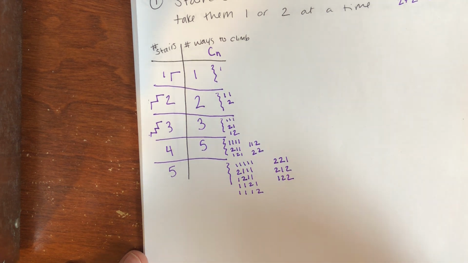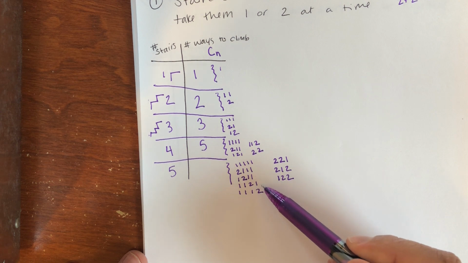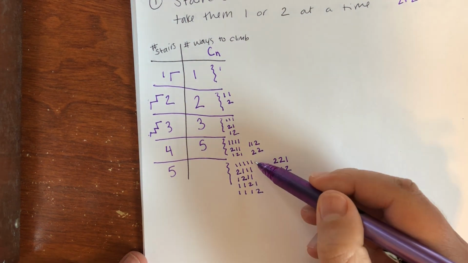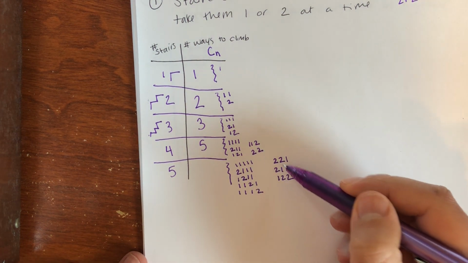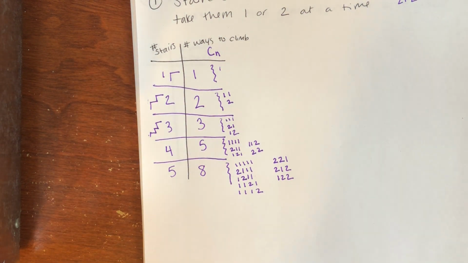I think these are my only options here, because you can either use a 2-step 0 times, or 1 time, or 2 times, and that's it. So that's 1, 2, 3, 4, 5, 6, 7, 8 ways. So C5 is equal to 8.